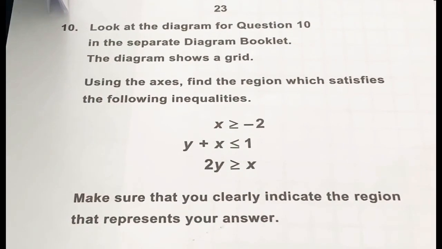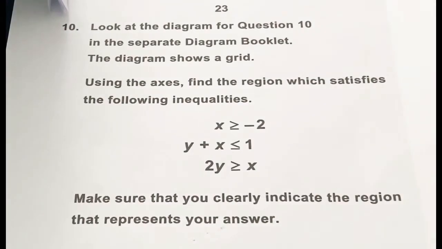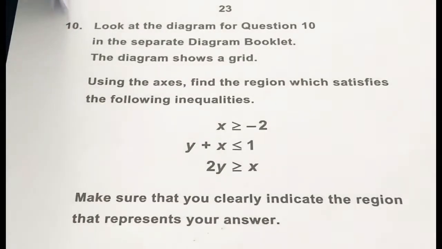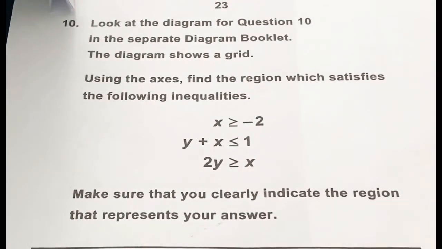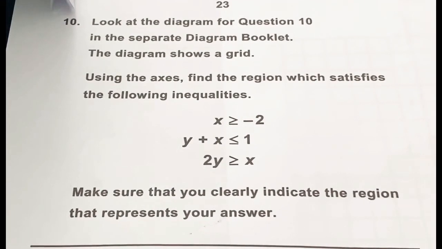So question 10 is an inequalities problem. It says look at the diagram for question 10. That's this one, in a separate diagram booklet. The diagram shows a grid. Using the axis, find the region which satisfies the following inequalities. X is greater than or equal to -2, y plus x is less than or equal to 1, 2y is greater than or equal to x. Make sure that you clearly indicate the region that represents your answer.